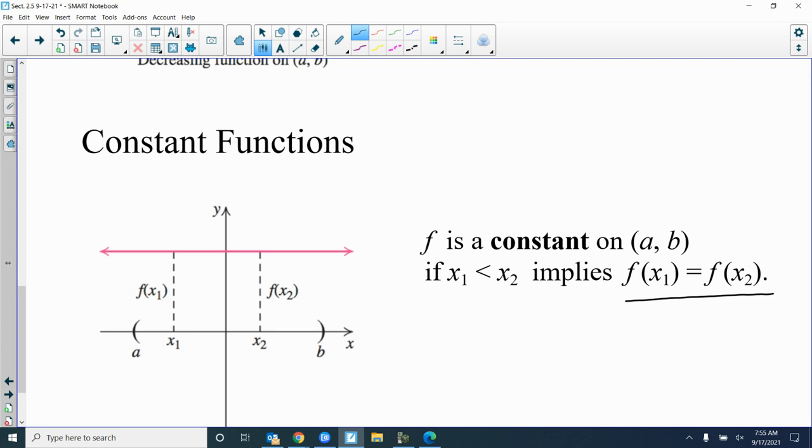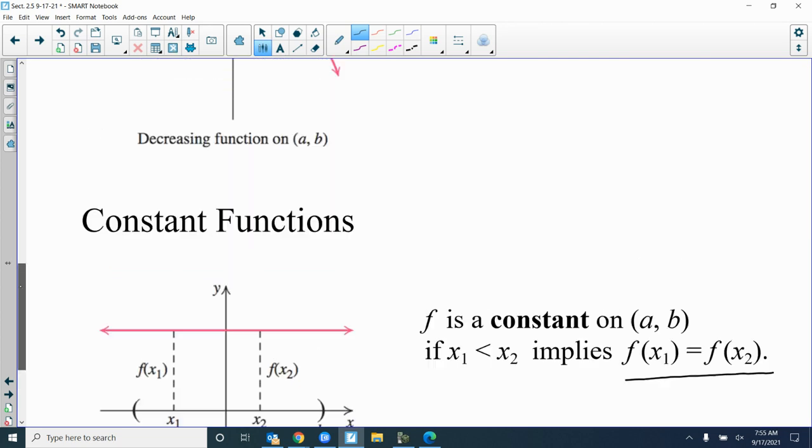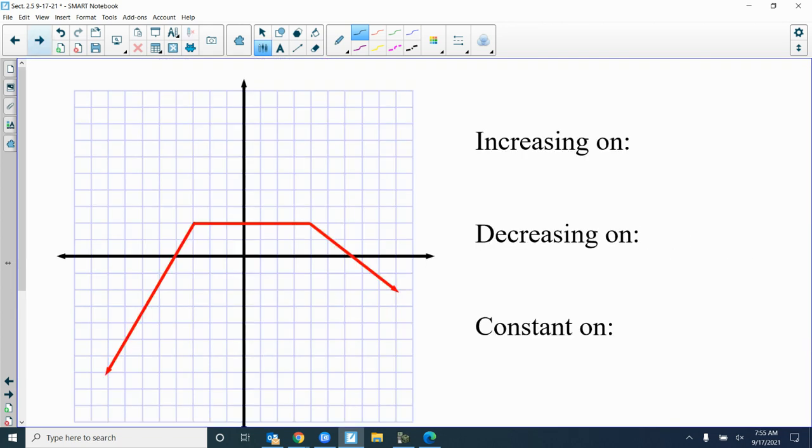Now, functions can go from increasing to decreasing or decreasing to increasing throughout their graph. All right, you've got that figure there. What interval is that graph increasing on? Okay, and we're going to write that in interval notation.